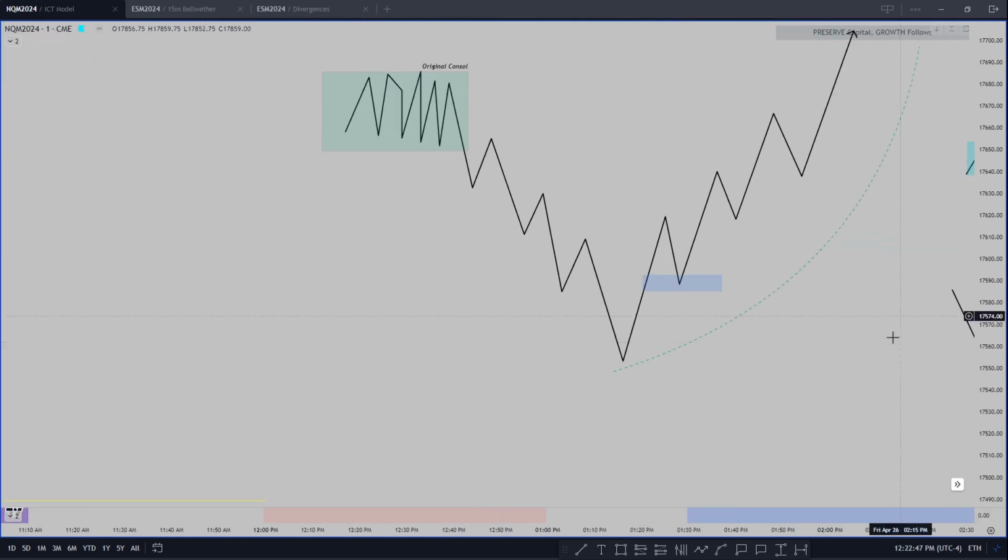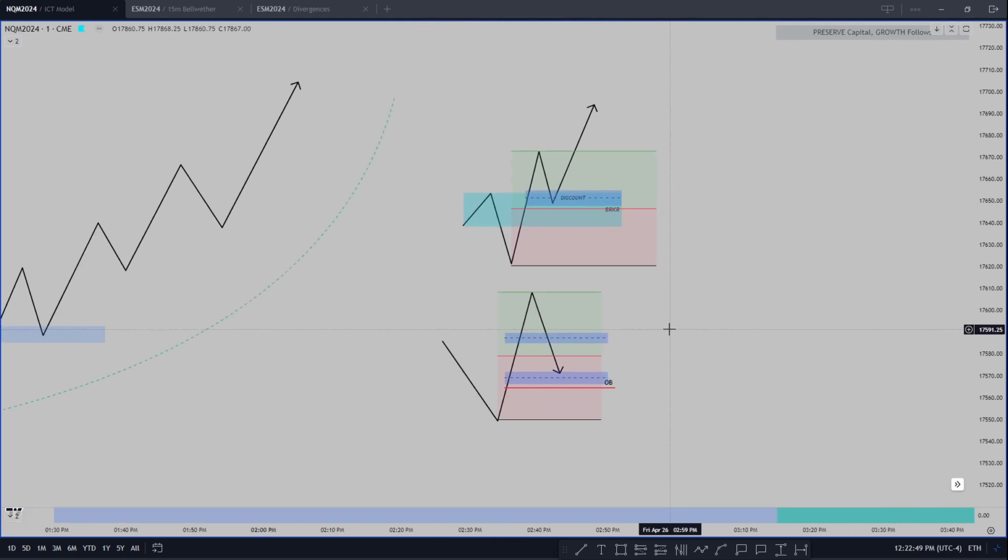But going back to this, these are the two that you're going to be using, and they're going to be your highest probability trade setups when you have these, obviously layered with higher time frame analysis and time and things like that.